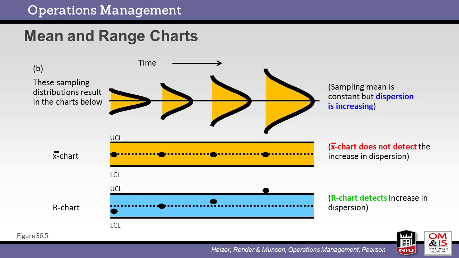This is the opposite situation where the mean is unchanged, but there is increasing variance. The X-bar chart is constant, but we see the R-chart value increasing over time.